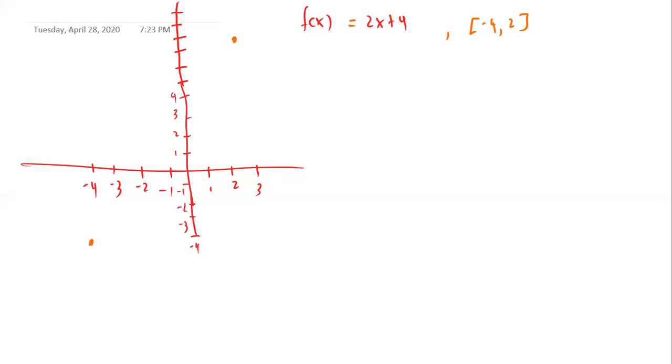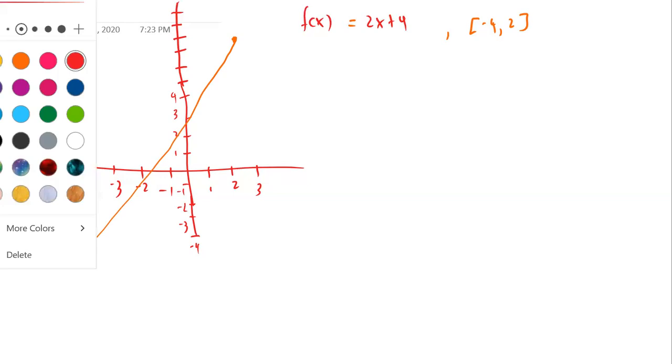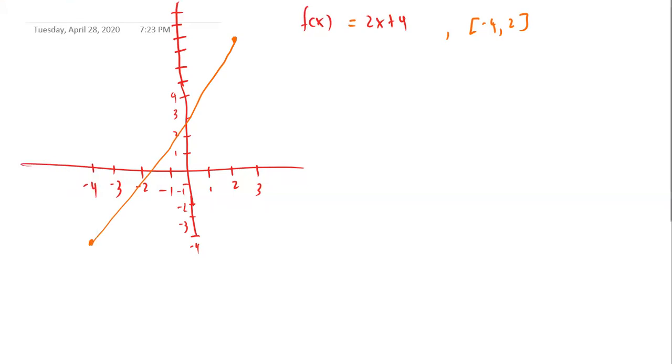So let's now connect the dots. It's not going to be an exact picture. That's fine, but that's the idea. That's the graph. If we're trying to find the net area bounded by this function, we just look at the area bounded by this and the x-axis. So here, we're looking at this area, and here, we're looking at this area. It should cross at -2.